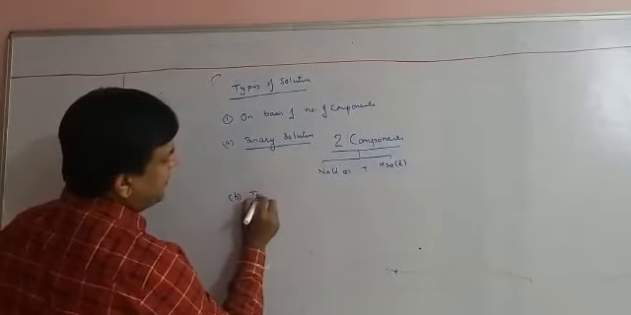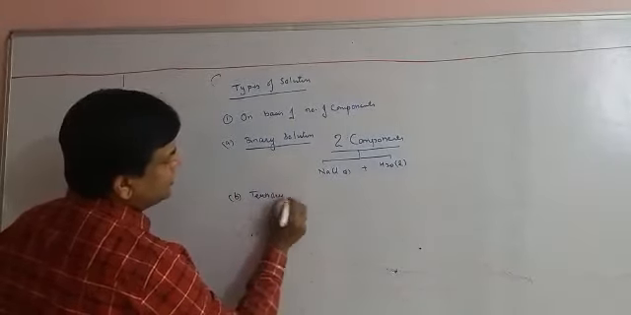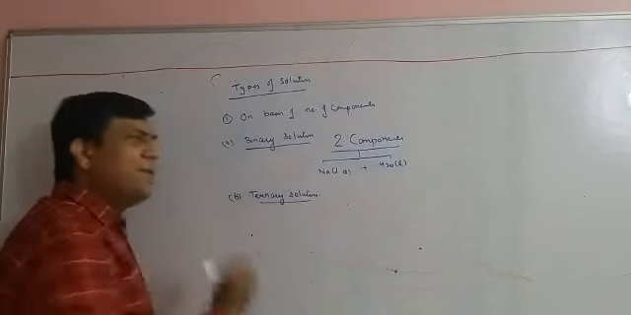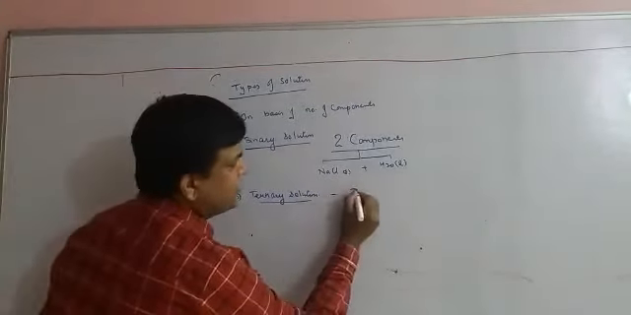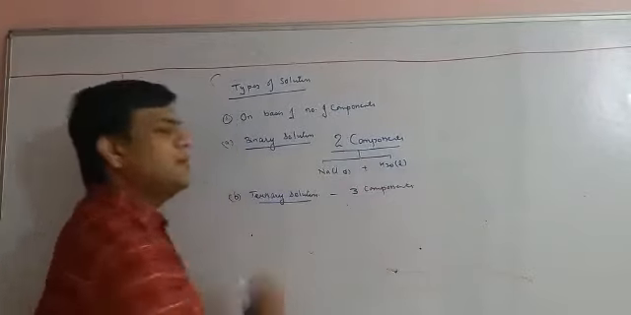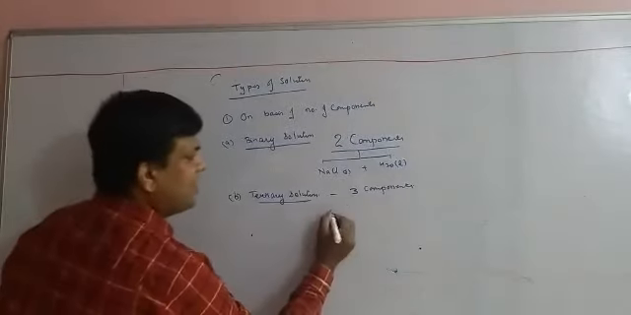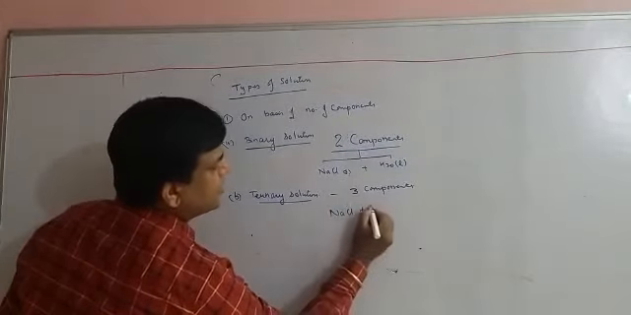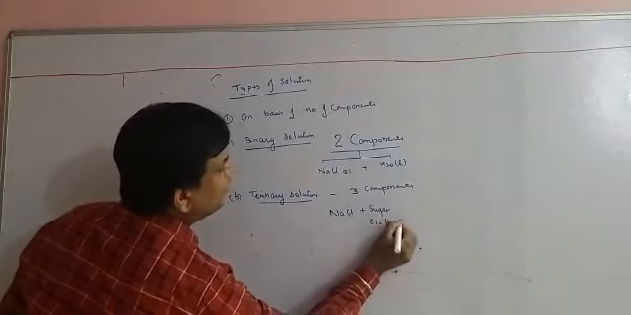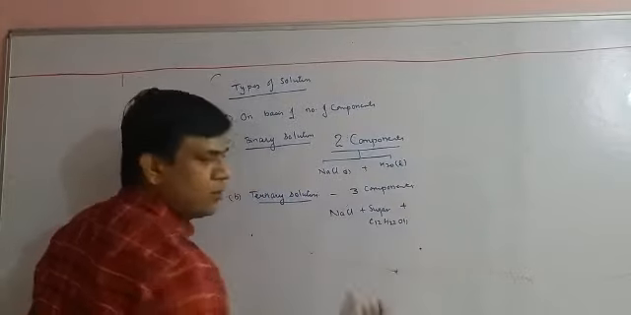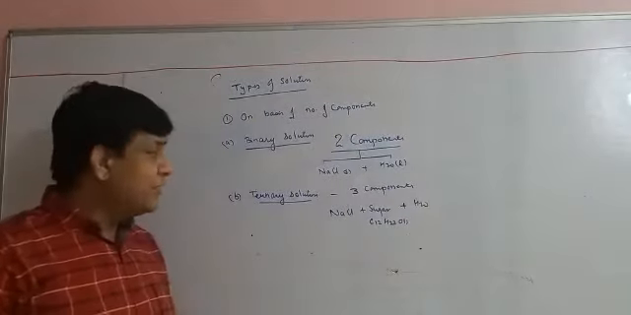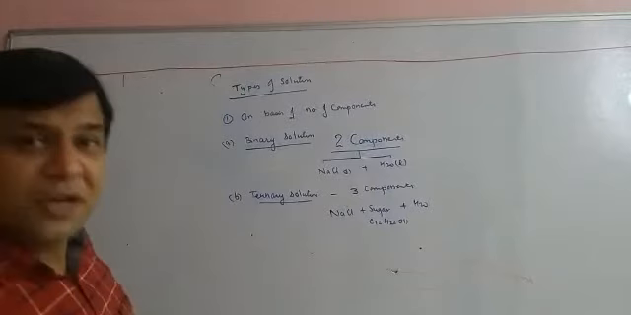Second, ternary solution. What do you mean by the word ternary solution? As the name indicates, the solution which has got three components is called a ternary solution. For example, NaCl plus sugar, that is, we can say C12H22O11, that is your sucrose, plus water. In this case, we are saying that they are the three components. That's why it is called a ternary solution.